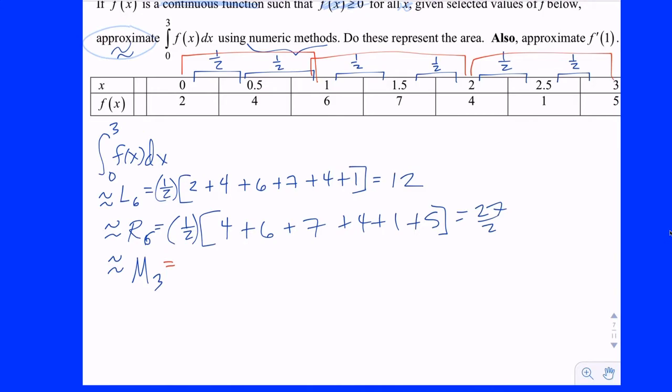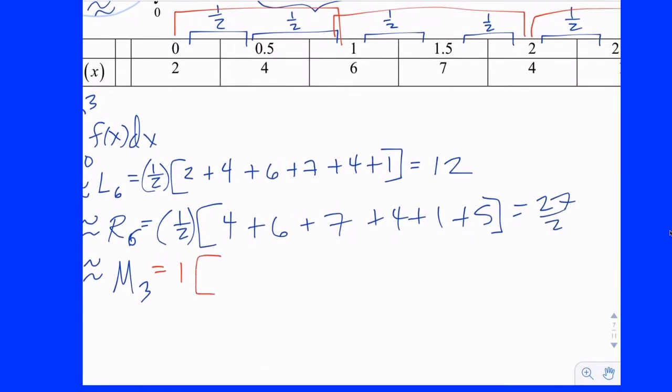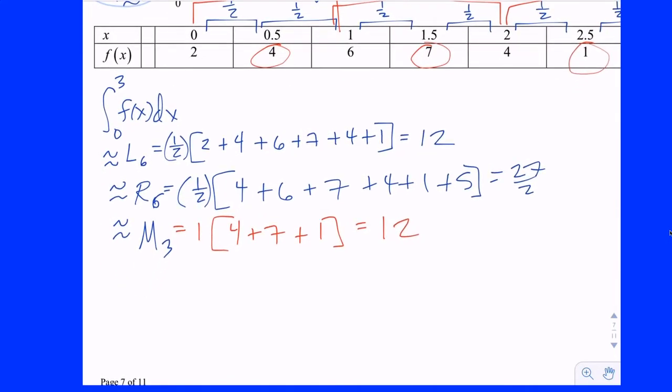All right, if we're choosing our own values, of course, we find new x values and we can generate it. What's our new delta x if I'm using 3 subintervals? It's 1, right? Times, and then the y value at the midpoint would be 4, and then 7 and 1. So 4 plus 7 plus 1. And that comes out to be 12. Happens to be the same as the left endpoint.